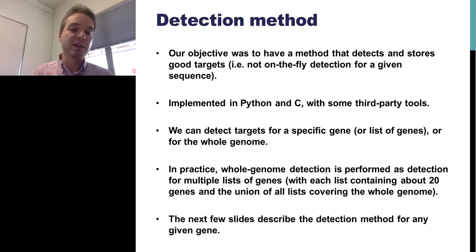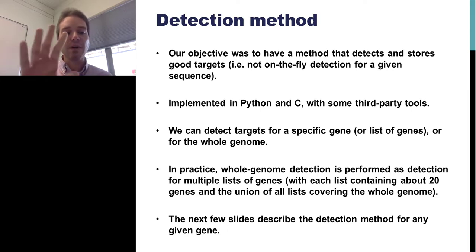In the next few slides, I'm going to detail how that detection method works for one gene. Once we're detecting for the whole genome, it's the same process. We just do that for every single gene. So I'm going to assume that we detect targets for just one gene, and I'll detail exactly what the method is doing for that hypothetical gene.